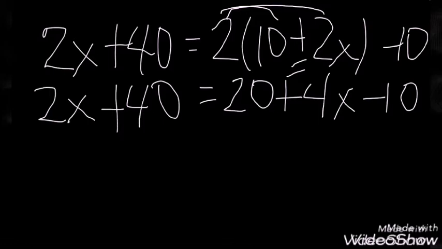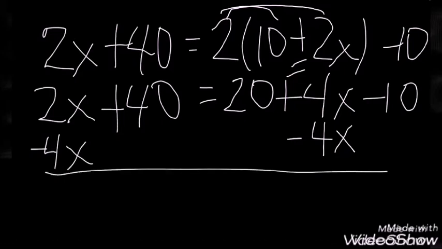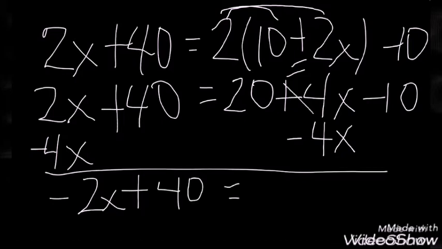And so we're going to now combine like terms. How? By subtracting 4x from both sides. And so we got negative 2x plus 40 equals, cross that out, and then 20 minus 10.